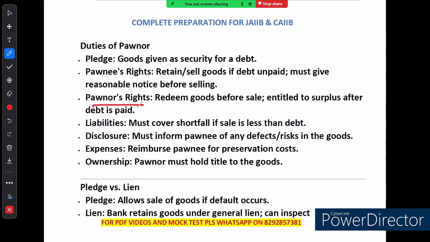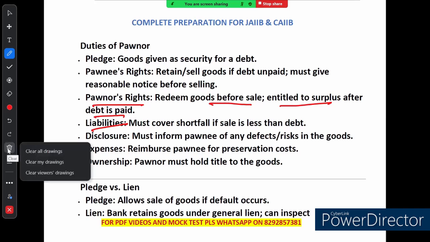As the pawner, you have the right to redeem, that means get back your goods before they are sold, and if the goods sell for more than your debt, you get the extra money. Liabilities: if the sale does not cover the full debt, you are responsible for paying the difference. You also need to inform the bank of any defect or risk of the goods. You must reimburse the bank for any preservation cost they incur. Most importantly, you must own the goods you pledge.